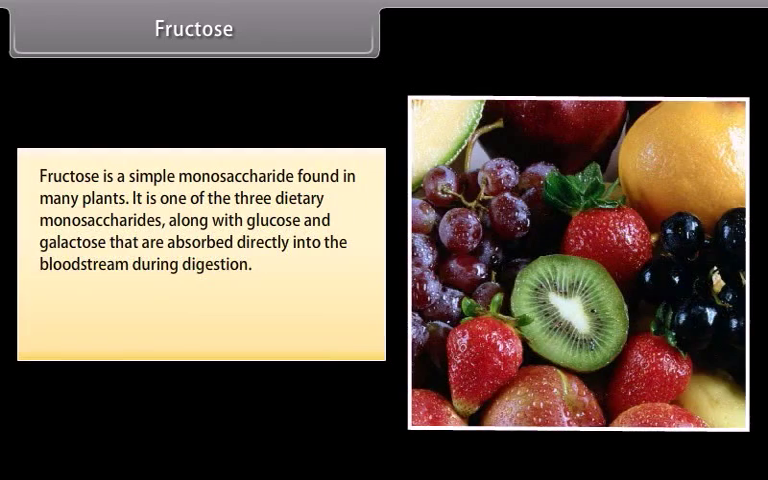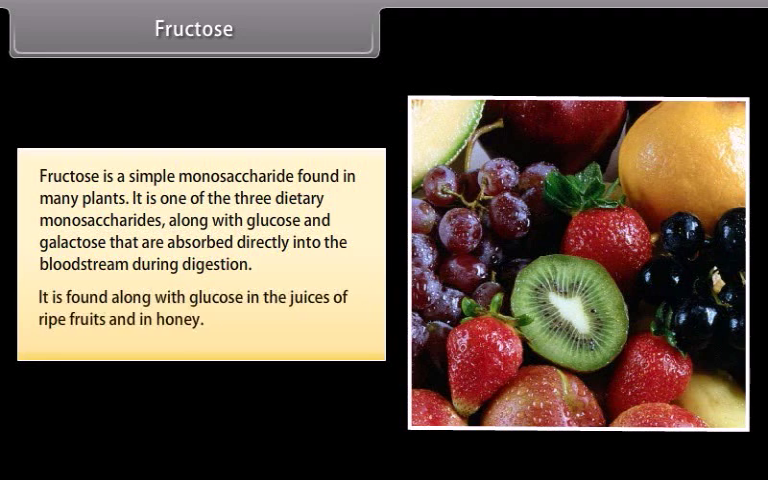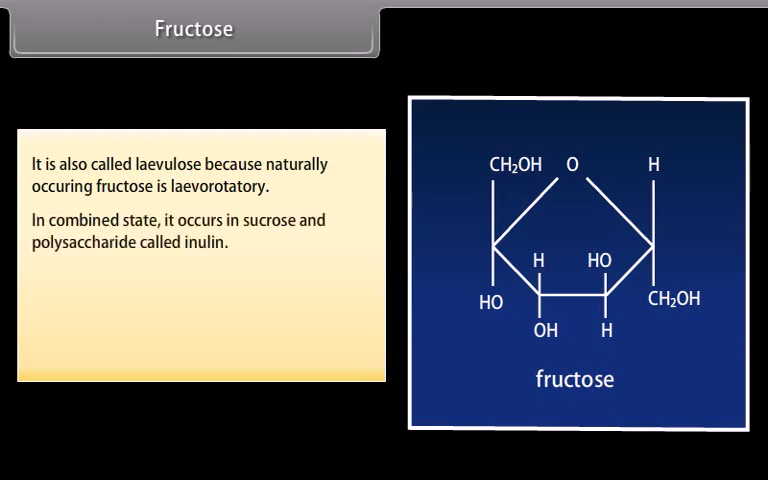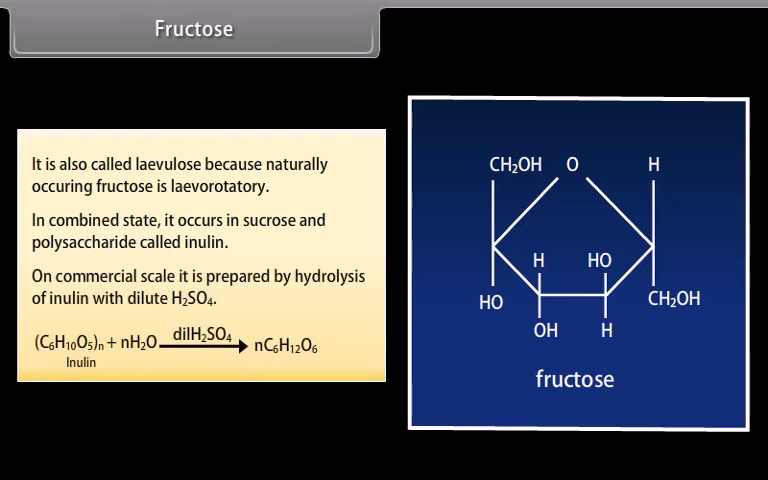Fructose. Fructose is a simple monosaccharide found in many plants. It is one of the three dietary monosaccharides, along with glucose and galactose, that are absorbed directly into the bloodstream during digestion. It is found along with glucose in the juices of ripe fruits and in honey. It is also called levulose because naturally occurring fructose is levorotatory. In combined state, it occurs in sucrose and a polysaccharide called inulin. On commercial scale, it is prepared by hydrolysis of inulin with dilute H2SO4.